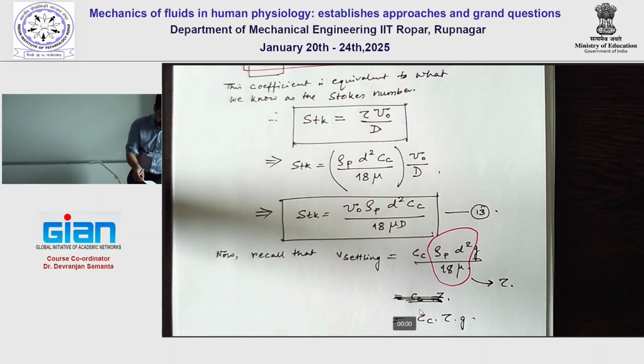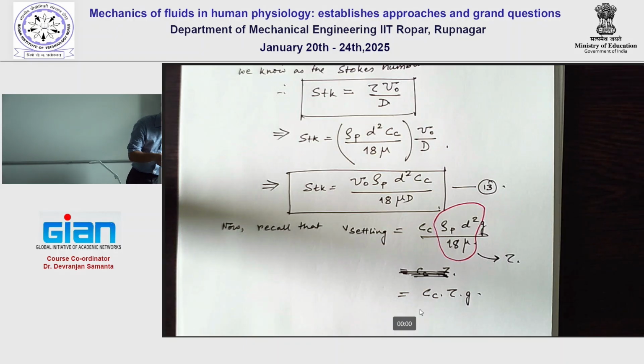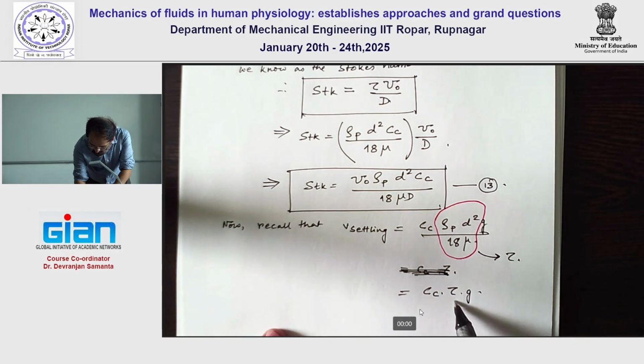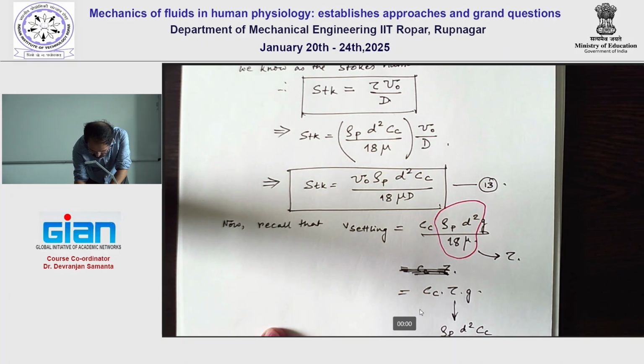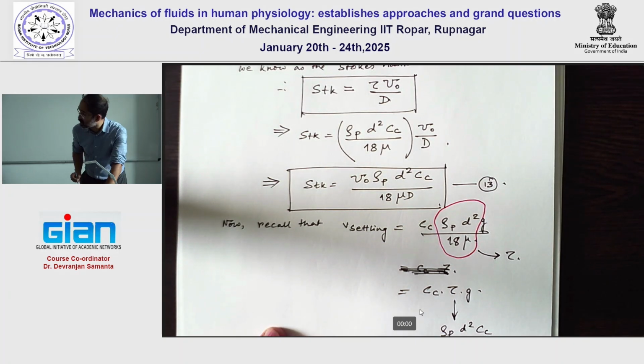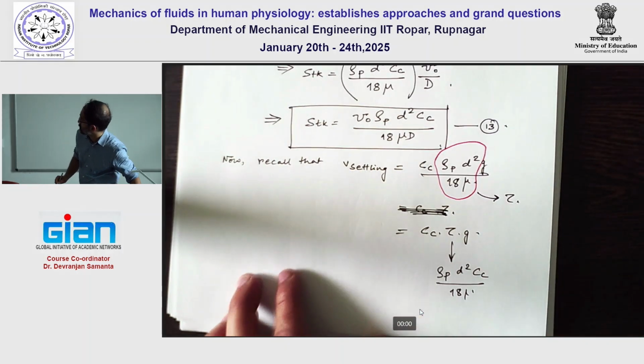Let's quickly look at, is that indeed the tau? Can you look at your notes? Yeah. So tau is rho p d squared Cc over 18 mu. So tau does have the Cc. So we have to adjust for that.